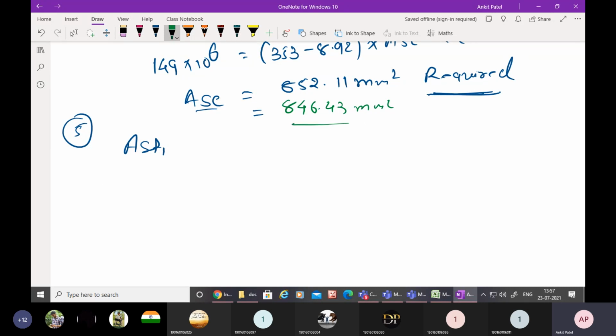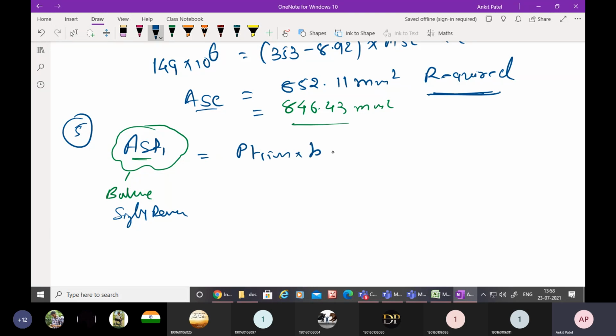Okay, no problem. So let's calculate the value of AST1. Now please give me the answer. What is the AST1? Tension reinforcement area, for the balanced singly reinforced section. So AST1 is nothing but PT lim into B into D by 100. Clear? So our question is how to determine the PT lim.